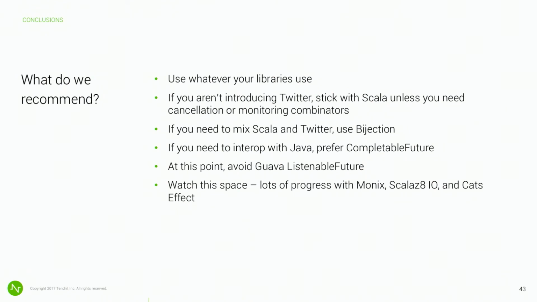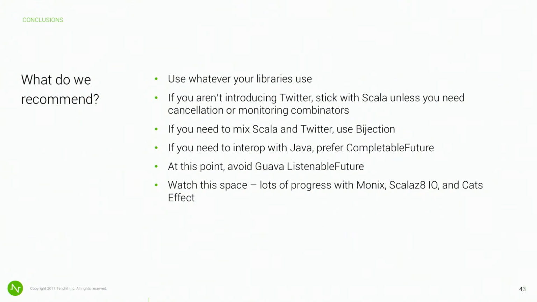So what do we recommend? I mean, the biggest thing that we always say is use whatever your libraries use. If you're in a Finagle stack, it's really painful to convert to Scala futures everywhere, just so that you can deal with Scala futures in a bunch of other places. If you're in a Finagle stack, maybe try to stay Twitter all the way through, and vice versa. If you're in a Scala stack, maybe it's not worth trying to use the Scala or the Twitter futures unless you need to.